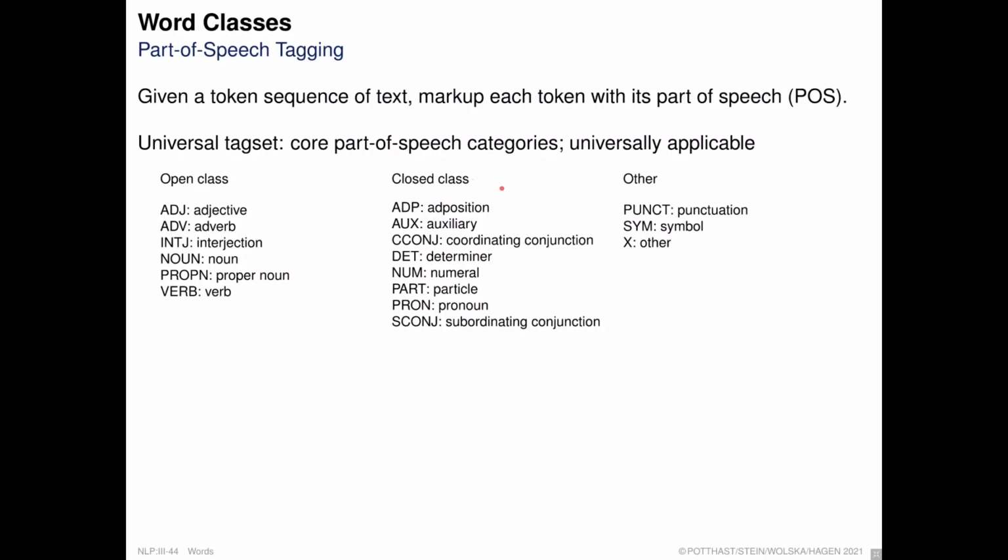Closed class words are also distinguished into some specific categories. There is a category for adposition. We won't go into detail. Auxiliary verb, coordinating conjunction, determiner, numeral, particle, pronoun, and subordinating conjunction. So a distinction is made between subordinating versus coordinating conjunctions. And others, in this case, are punctuation, symbol, and a wastebasket category, other, for anything that is none of the previously mentioned.